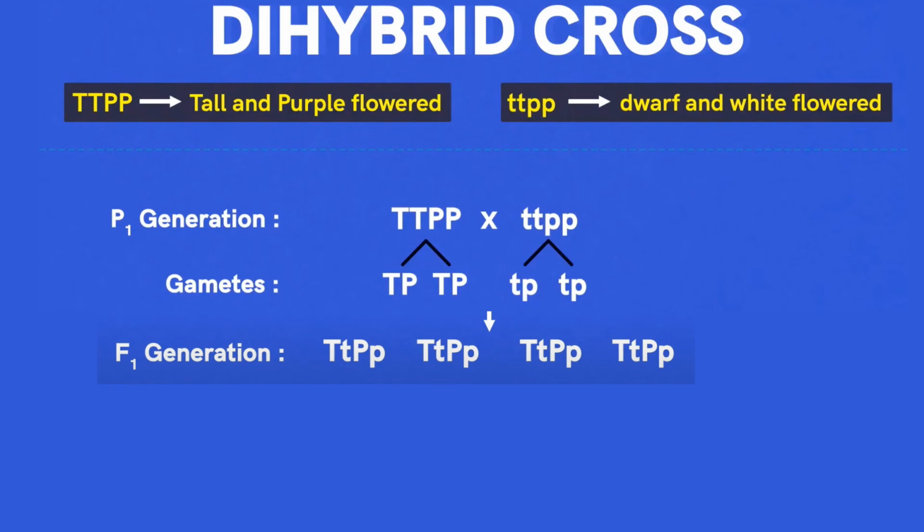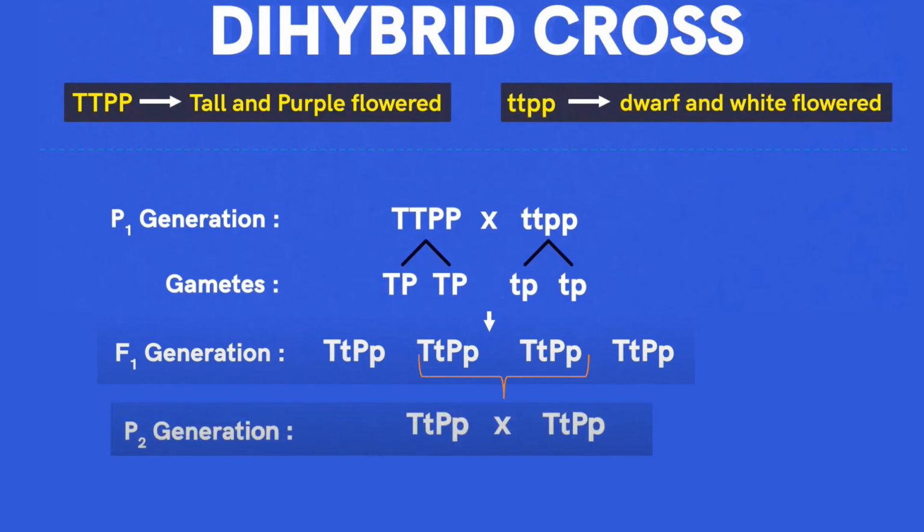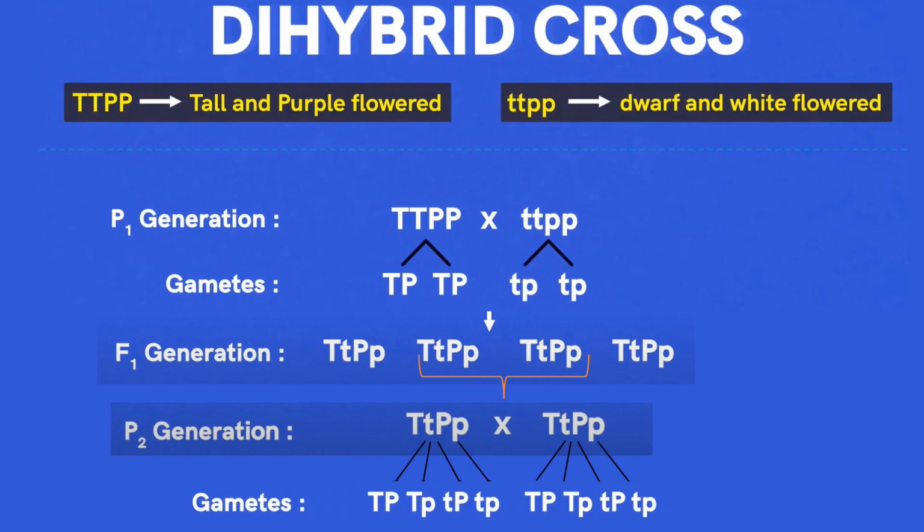Now to get conclusive results, we need to cross the offsprings from the F1 generation to get the F2 generation. After crossing, we have to pick any two offsprings from the F1 generation that will be used as parents in the subsequent generation. So here we picked these two parents from the F1 generation, as you can see on your screen. These gametes can be formed in these four different combinations for each case, like this.